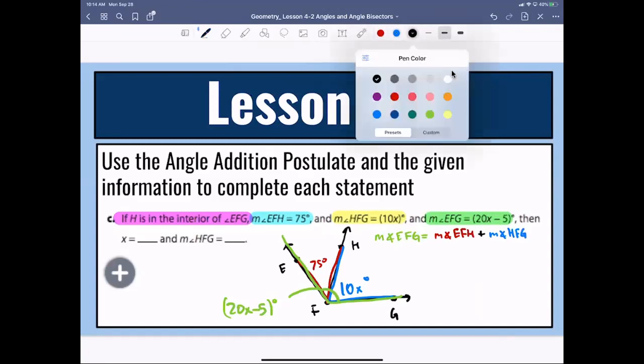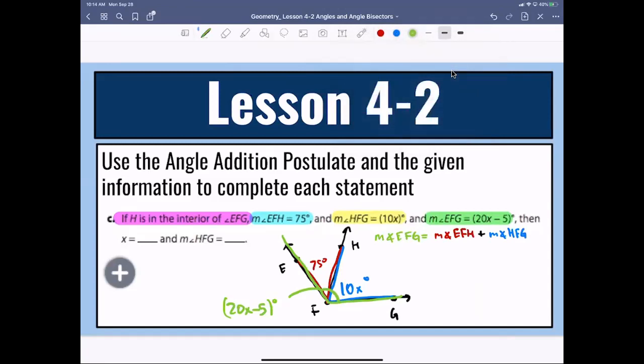Okay, so let's start with our EFG. We know this is 20x minus 5, and we don't actually need the parentheses, so let's take those away. So the measurement of EFG is 20x minus 5, and it equals, and then EFH, which is 75, plus HFG, which we said is 10x, right? So now all we gotta do is solve for x, okay?